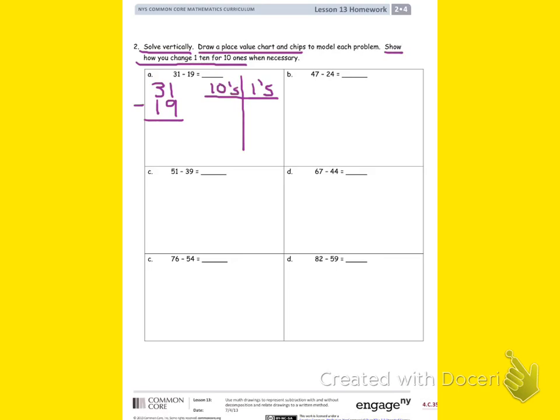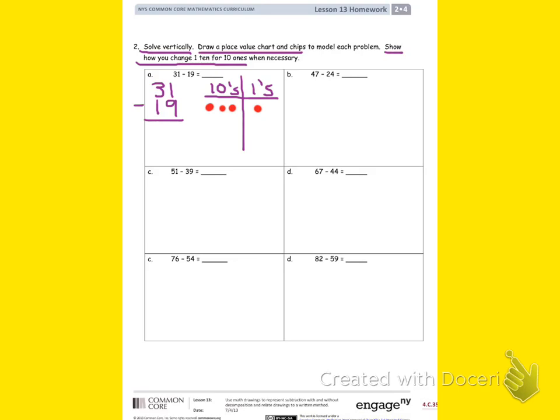Now I will draw 31. The number 31 has 1 in the ones and 3 in the tens. Now I have to look at the ones place because we always start in the ones. I have 1. Do I have enough to take away 9? Well, if I only have 1, I do not have enough to take away 9. So I need to decompose.